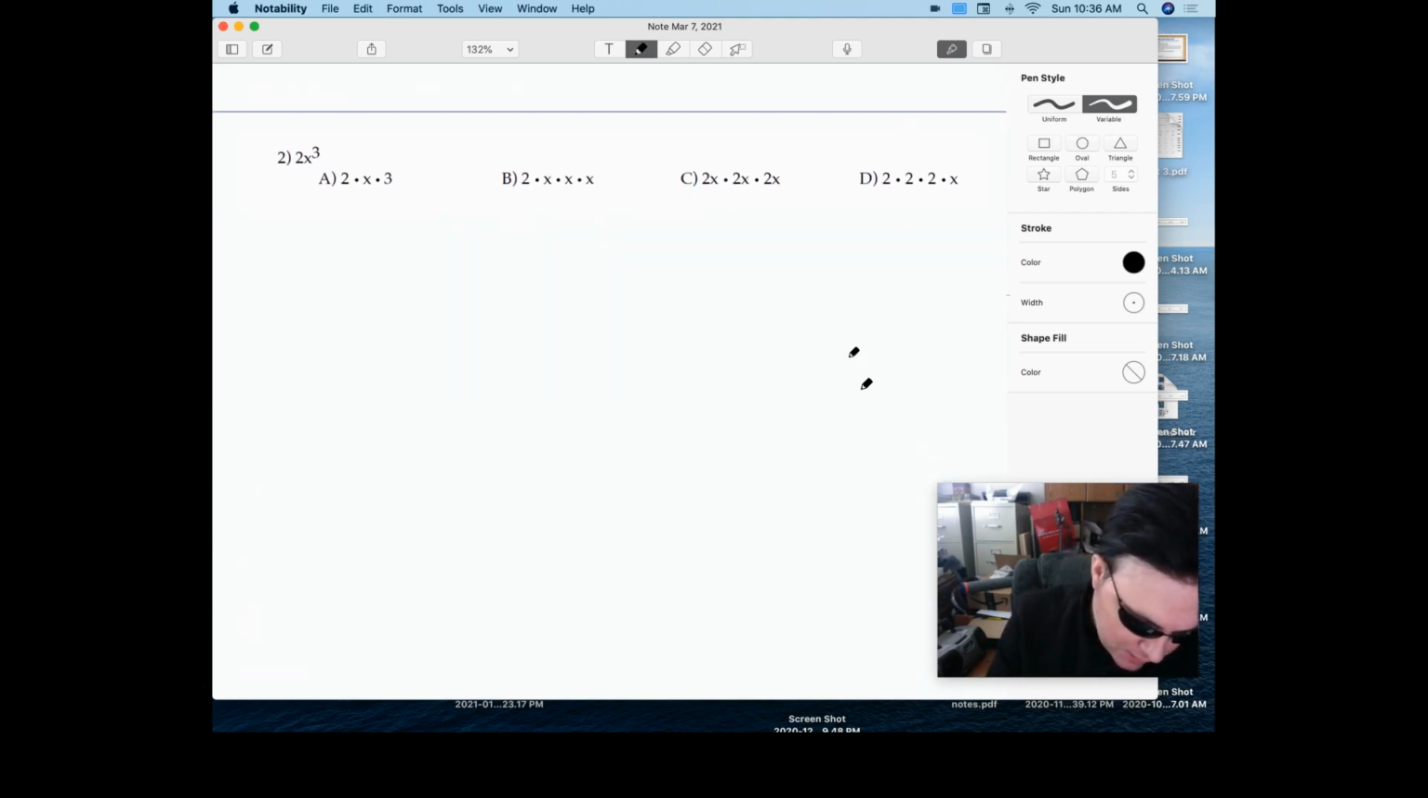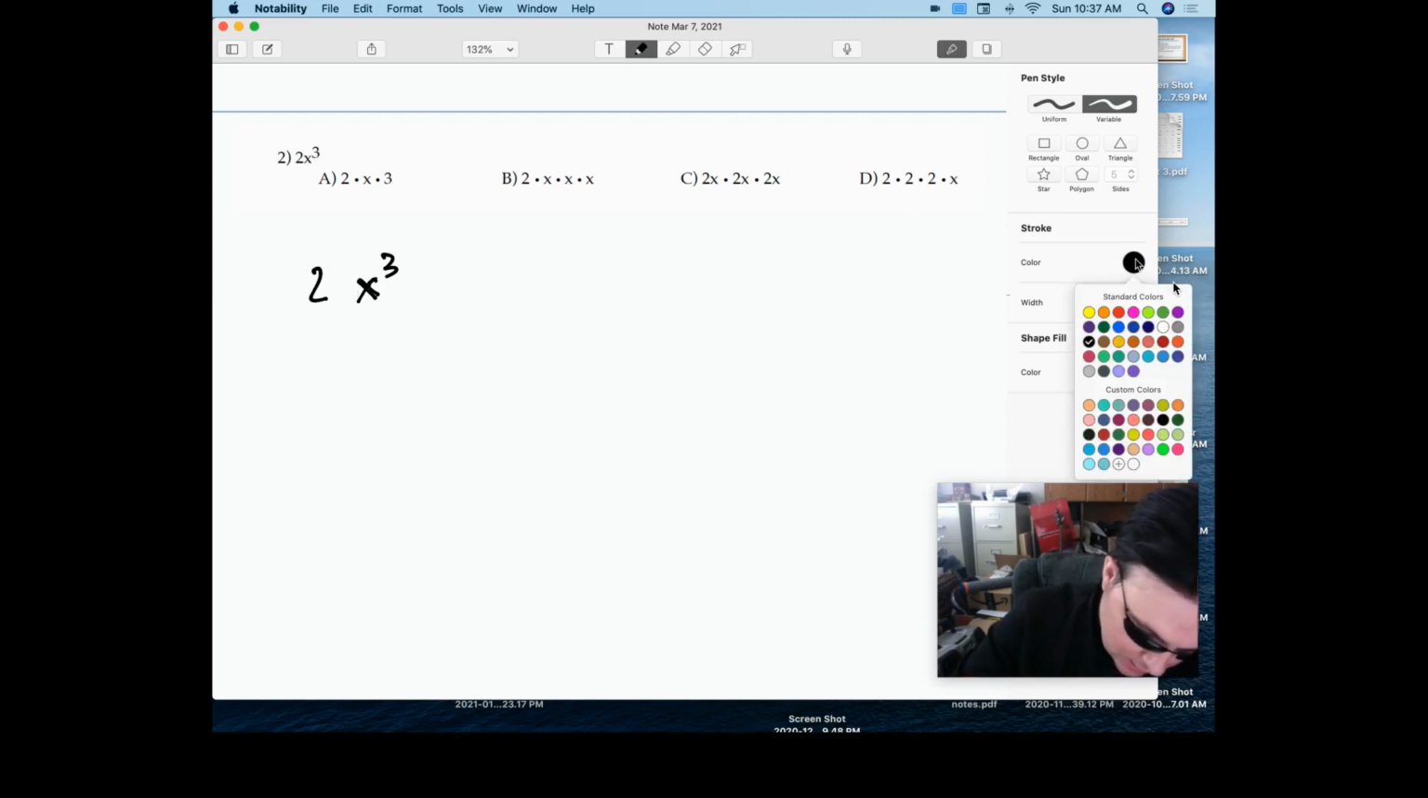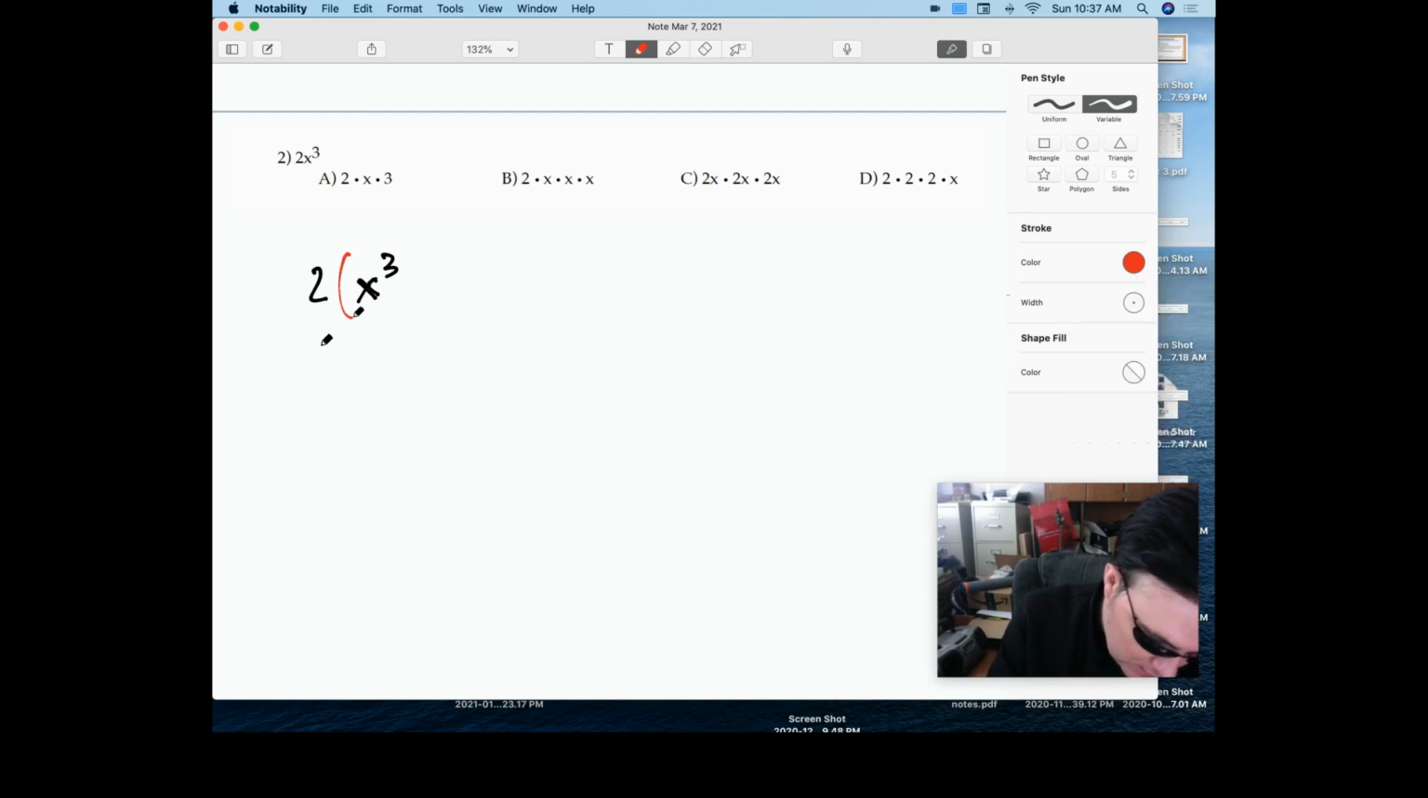In the second question, we're asked to do the same. Now, important here is to realize that in 2x cubed, only x is being cubed, so this is what we're really looking at. Hence, 2 is still 2, and x cubed is x times x times x. And this is answer choice B.